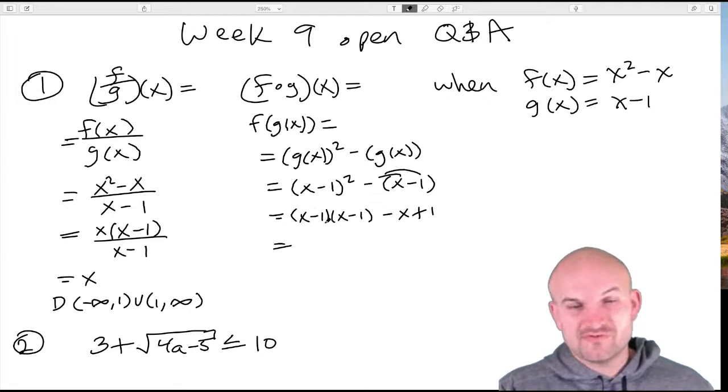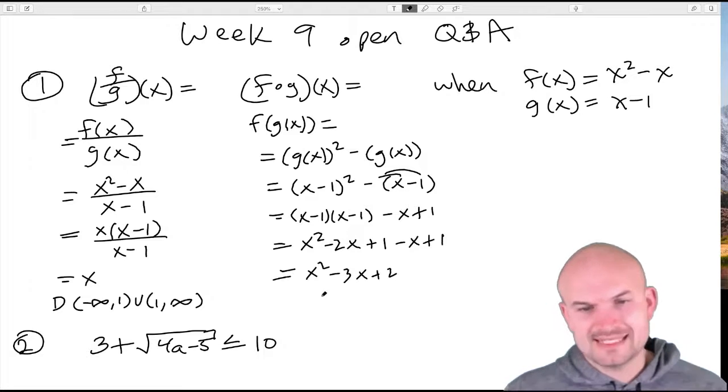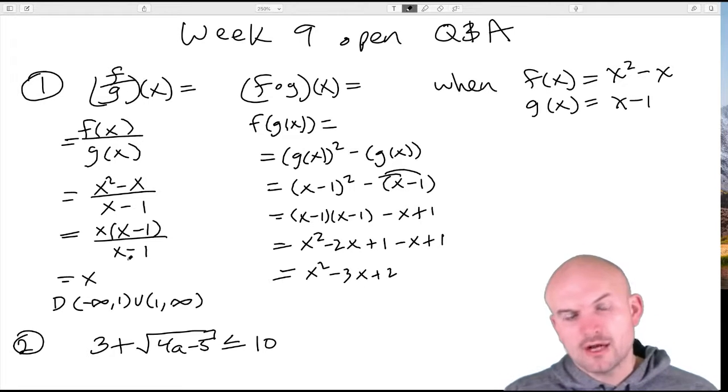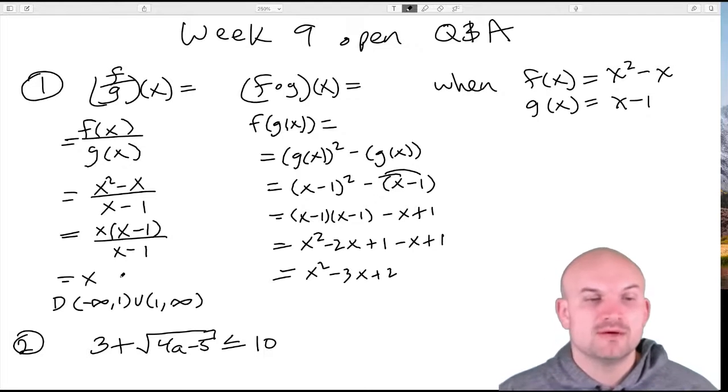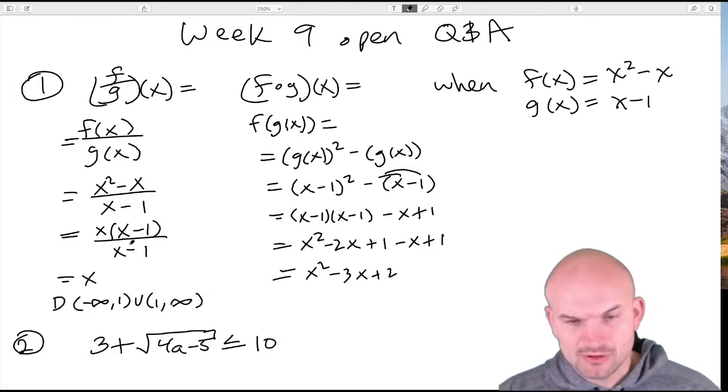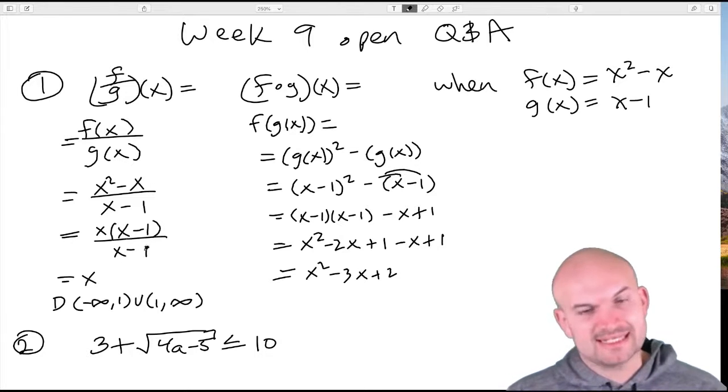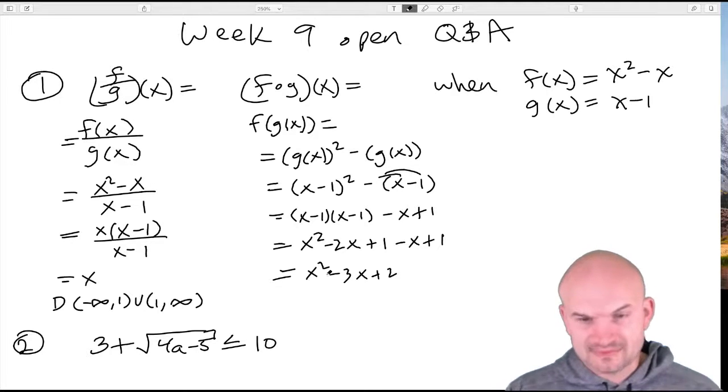So again, now I need to use FOIL here. So hopefully you are comfortable with doing the FOIL. Note that there are no restrictions. Like over here, 1 was not in the domain because 1 made the denominator equal to 0, which obviously once it gets simplified, that's no longer the case. But again, that represents a discontinuity.